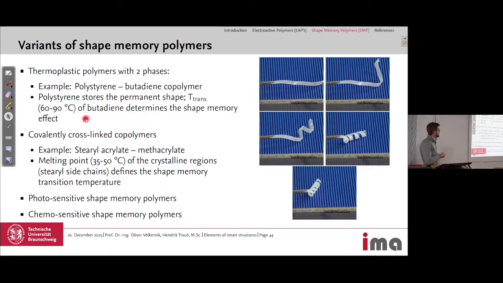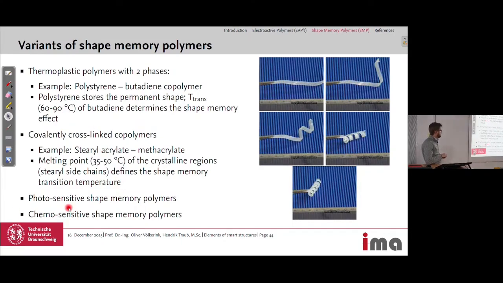And another example would be a covalently cross-linked copolymer, for example, stearyl acrylate methacrylate, with a melting point of 35 to 50 degrees of the crystalline regions, and this defines then the transition temperature, so a far lower transition temperature compared to the first material.